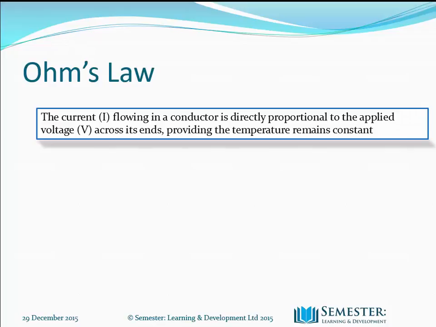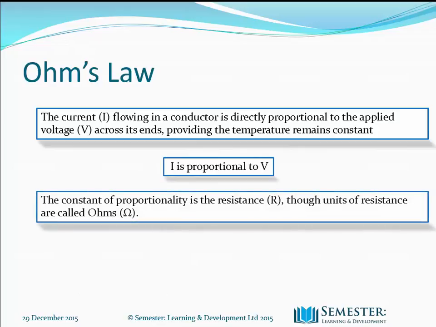So the current flowing through a conductor is directly proportional to the applied voltage across its ends, providing the temperature remains constant. So this means that I is proportional to V. And the constant of proportionality is the resistance, R, the units of resistance are called ohms. This leads us to the formula V equals IR.